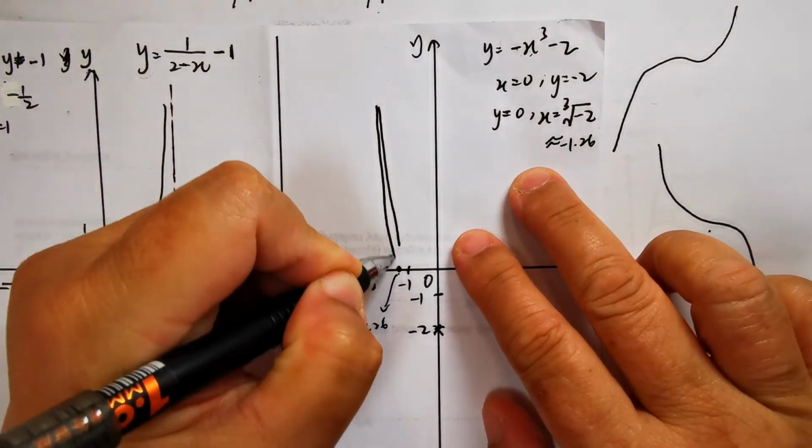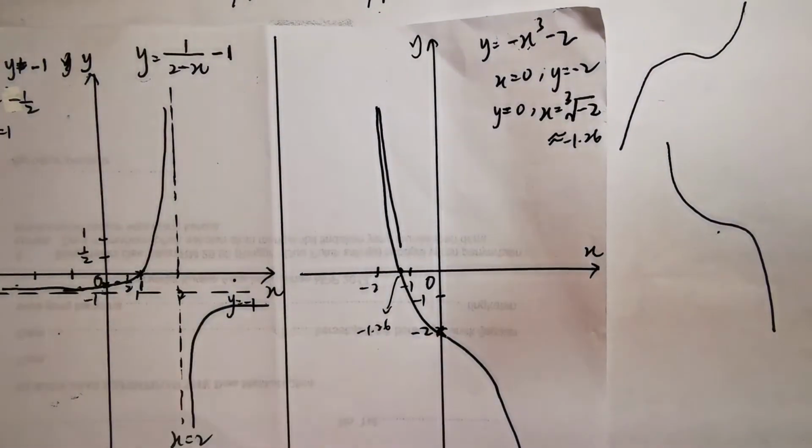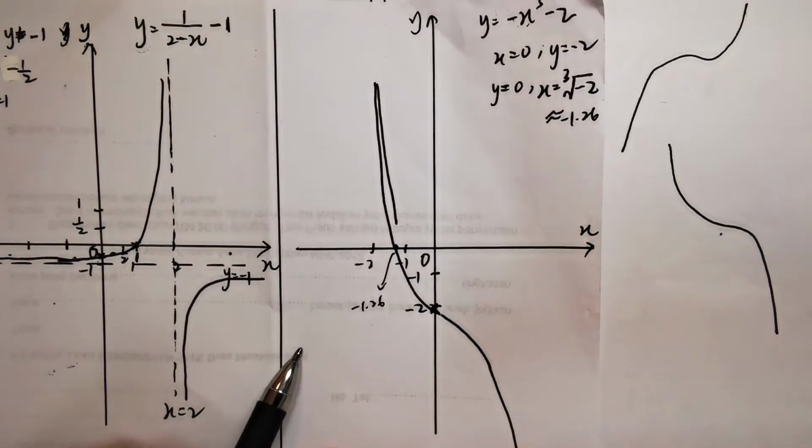Sorry. This one will be your point of inflection. So these are the two graphs when we sketch them separately.